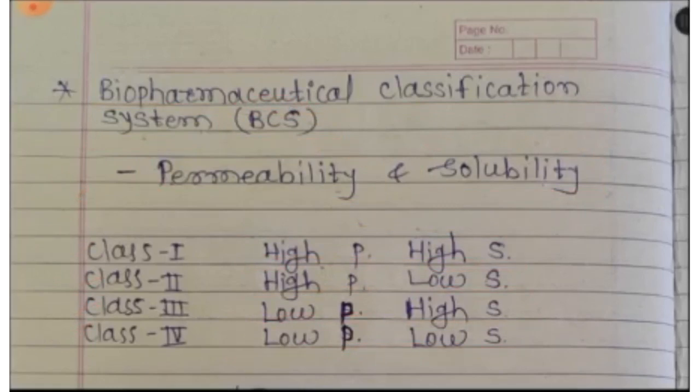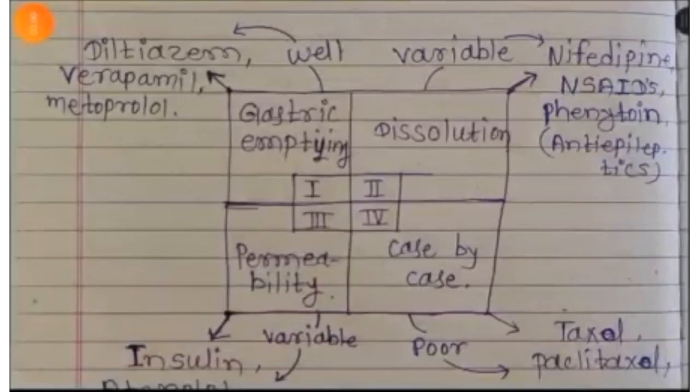Simply, in class 1 and class 2, the permeability is high, while in class 3 and class 4, the permeability is low. While in class 1 and class 3, the solubility is high, and in class 2 and class 4, the solubility is low.